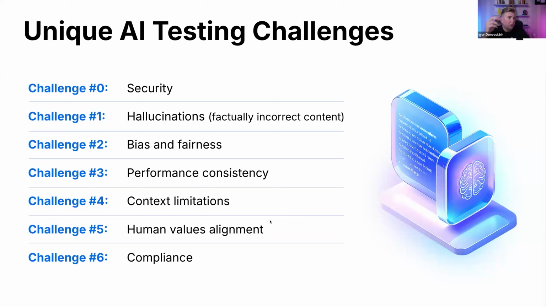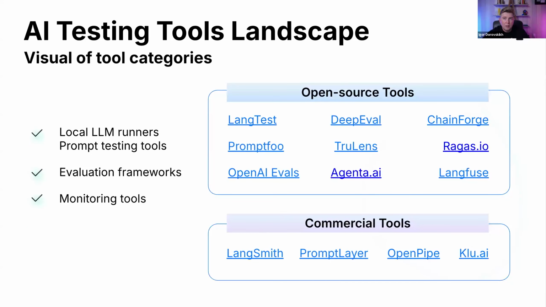Thank you. Human value alignment and compliance. Would it be HIPAA compliance, right? Or any other compliance. So these are the most important things that we need to cover in AI testing or LLM testing. And the question is, what are the tools available there?